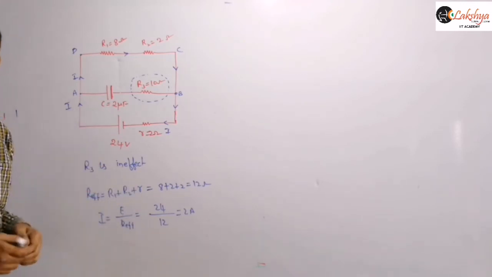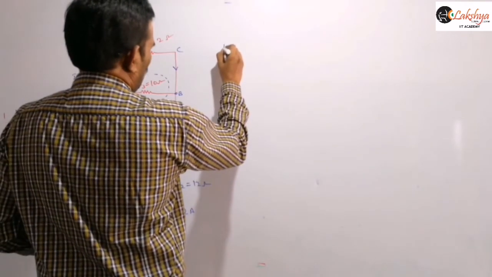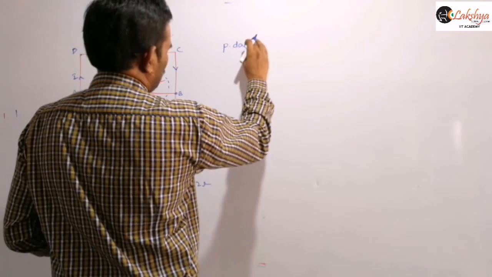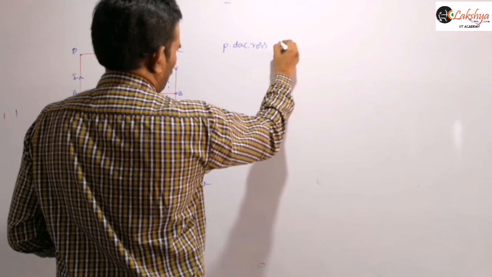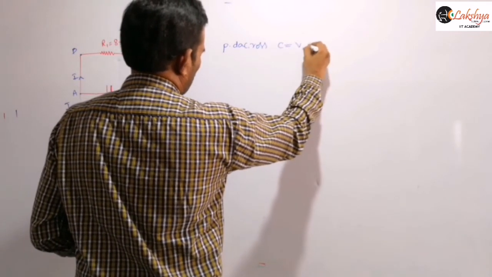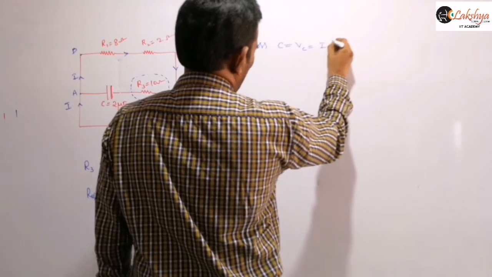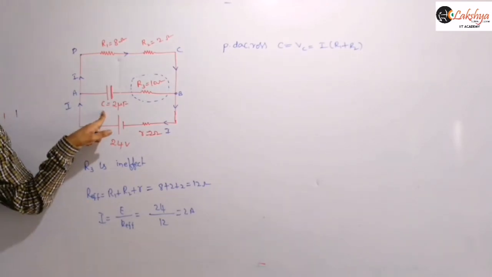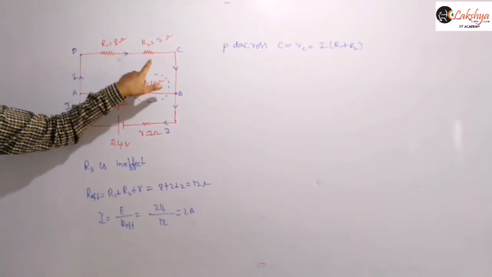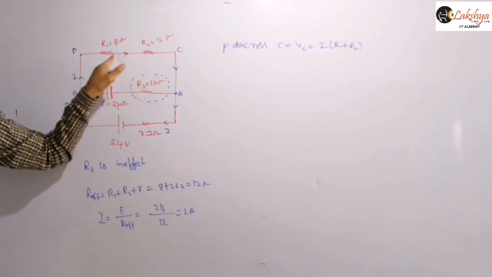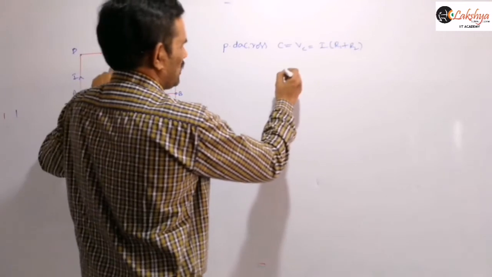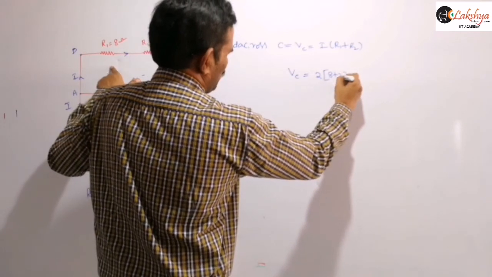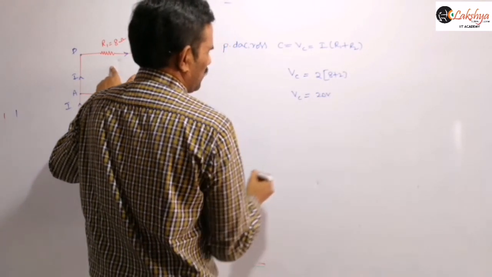Next we need to calculate the charge on this capacitor. Now the potential difference across the capacitor is Vc is equal to I into R1 plus R2 we can write. So the potential difference across this capacitor is nothing but the potential difference across this combination here. Now the potential difference across this combination we can write as I into R1 plus R2. And therefore the potential difference across the capacitor is equal to 2 into 8 plus 2. So therefore Vc is equal to 20 volts.